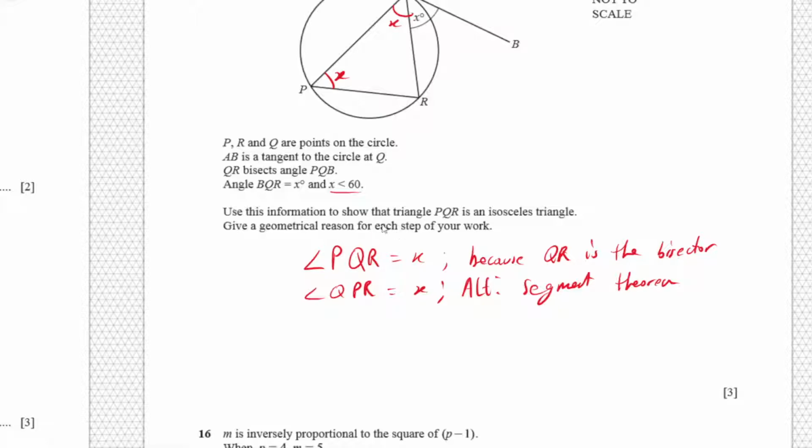The reason this is given to you is to prove that it's not equilateral. If it is 60, then it's possible that it's equilateral. So that disproves that. X is less than 60, so if these two are less than 60, this PRQ must be more than 60, and that tells us that certainly this is an isosceles triangle. X is less than 60, so it can't be equilateral. There you go. 3 marks, one each.